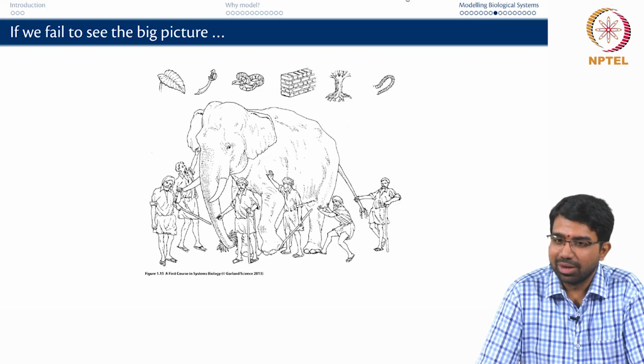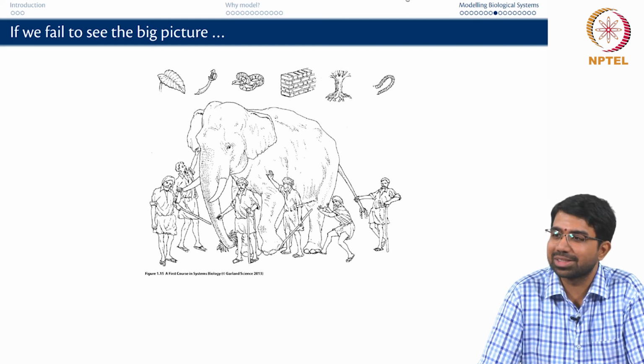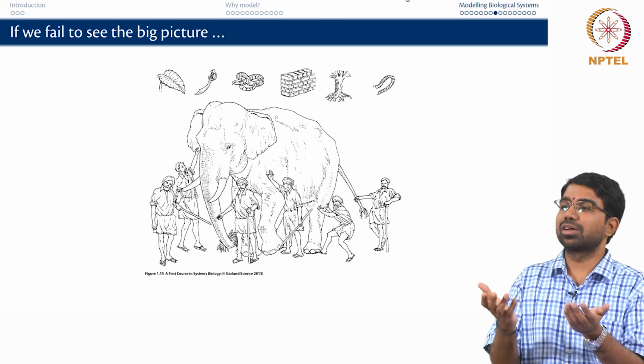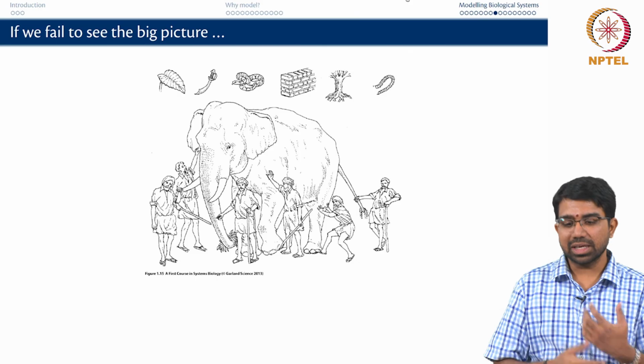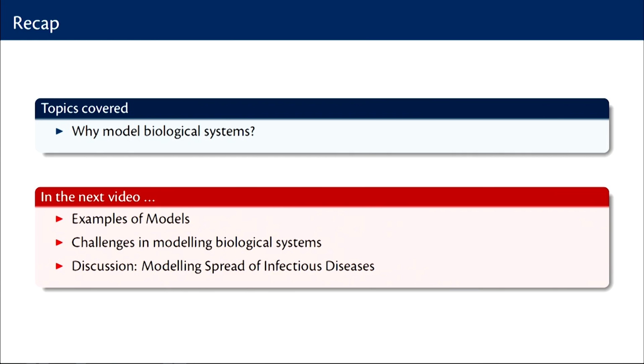So, depending upon which part of the elephant you look at, you will have a completely different observation, and this holds for every cell that you will be studying as well. If you only look at a particular part of the metabolism, you might come up with a completely different conclusion than what you will arrive at when you look at the whole system. So, there are these kinds of challenges when you model biological systems. In this video we have seen the motivation for modeling biological systems. In the next video we will start with some simple example models, look at some of the major challenges in modeling biological systems, and have some discussion about modeling the spread of infectious diseases, which is a motivating example for modeling a biological system.